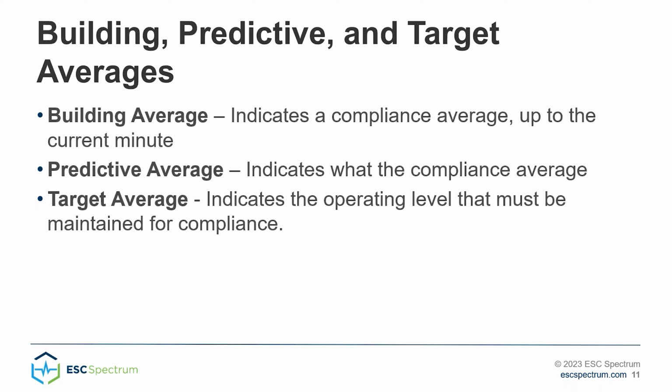A predictive average is going to calculate what the final value would be based on the actual data collected while staying at the most recent valid value. And then the target average helps you calculate a level of emissions that will help you stay at a user-defined target limit.